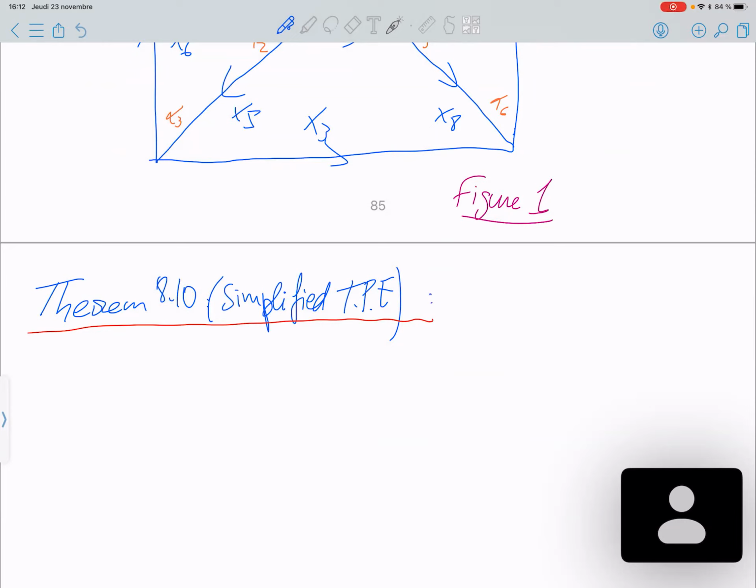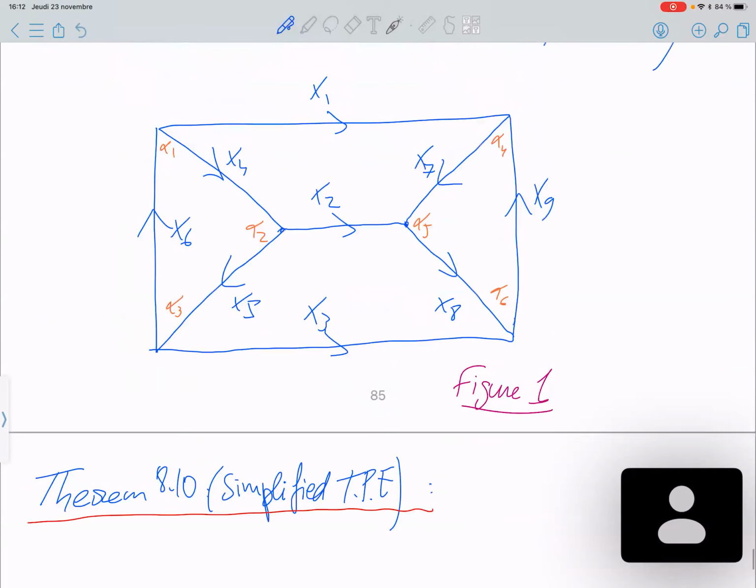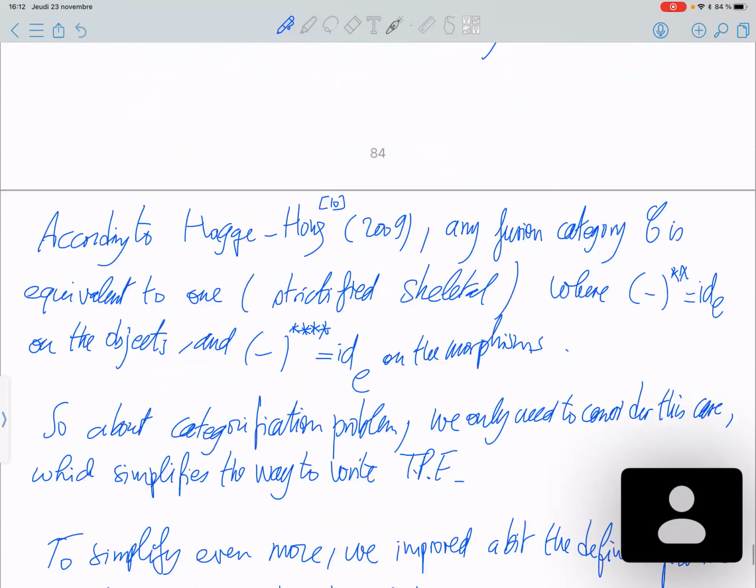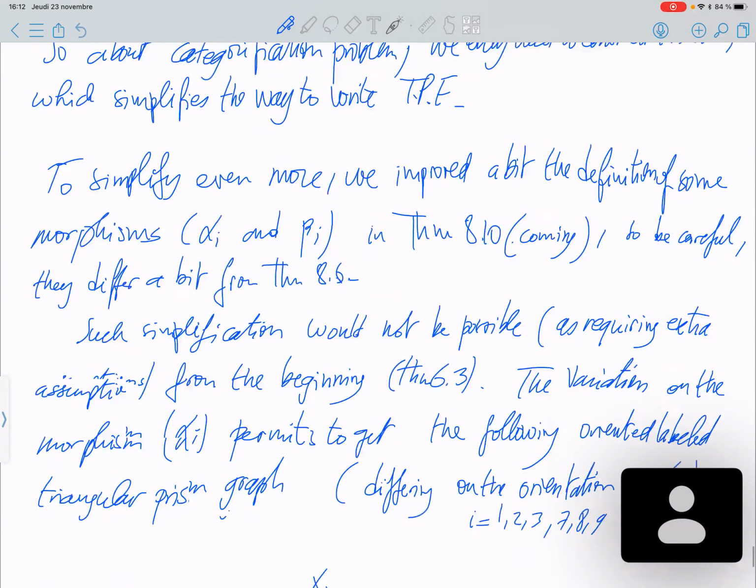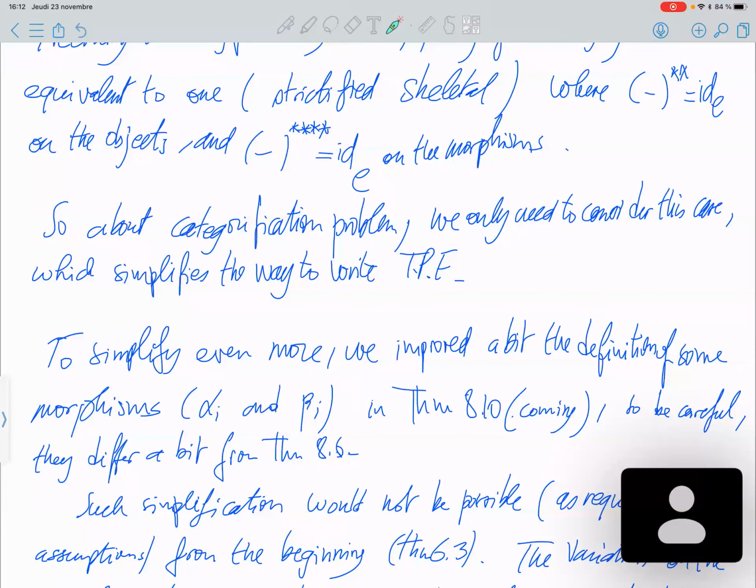So in fact, in the statement of this theorem, we will assume even more than what was provided by Hagge and Hong. So we will use that x double star equals x. But we will also need that the square of the pivotal structure is the identity. And I don't know if we can deduce that from that.